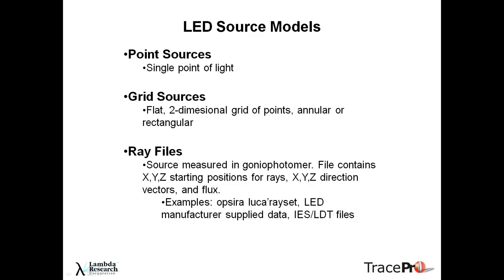Now a ray file is where the manufacturer or company will take their source, LED, lamp, really almost any light source, and measure it in a goniophotometer. What the goniophotometer does is it scans all around the source, saves that information, and they generate what's called a ray file. The ray file contains the XYZ starting position for each ray, as well as the XYZ direction vector and the flux. And each line on a ray file represents a single ray.